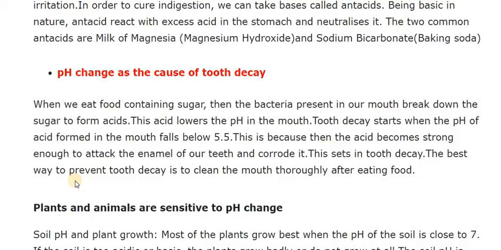So how can we prevent this kind of situation? How can we prevent tooth decay? The best way is to clean our mouth thoroughly after eating food. And another way is using a toothbrush. So after eating food, we have to brush. And toothpaste is also basic in nature, so whatever excess acid is generated inside the mouth is neutralized. That's why all toothpastes are basic in nature.